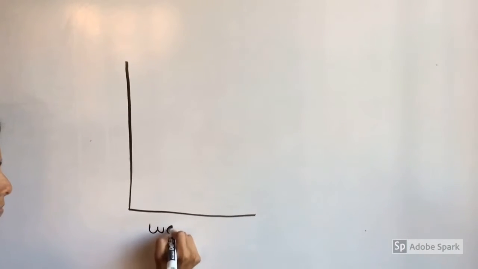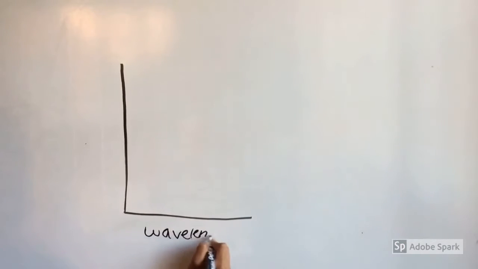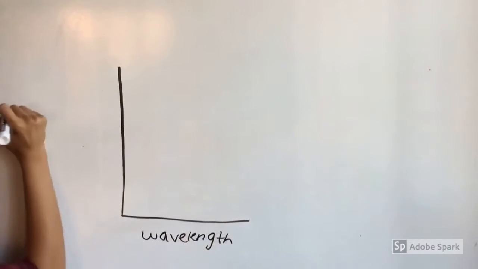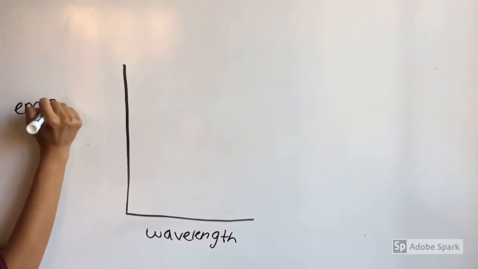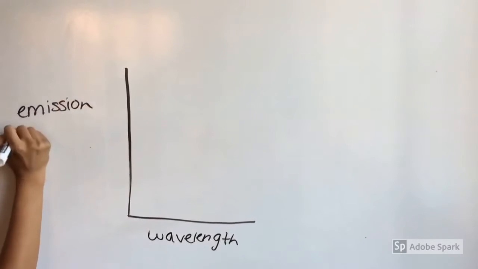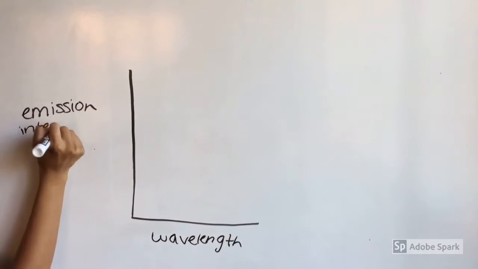Emission spectroscopy is a method of measuring light-matter interactions. An emission spectrum is the plot of emission intensity versus wavelength. Emission intensity is not the number of photons emitted at each wavelength, but is proportional to the number of photons emitted.